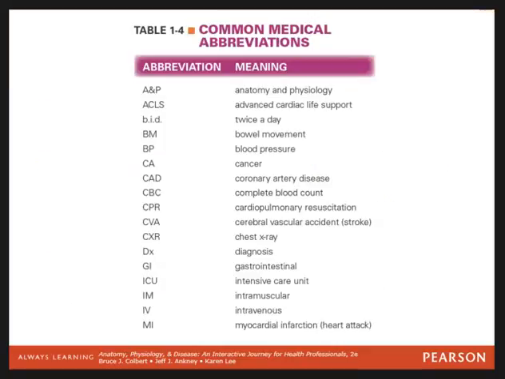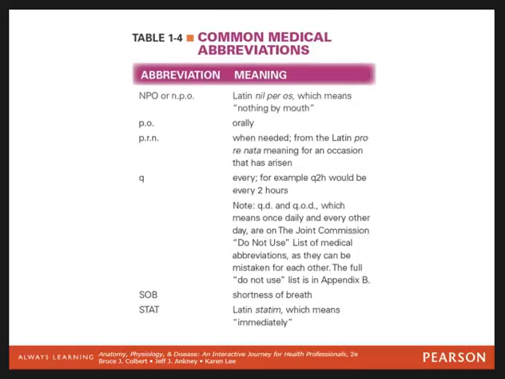So review this part of the chapter in the book on your own, but please pay special attention to the common medical abbreviations. These are some of the things that you need to know, like DX is diagnosis, CPR, cardiopulmonary resuscitation, BP for blood pressure. So things like that you should know. CVA, MI, NPO, PRN, SOB, STAT.